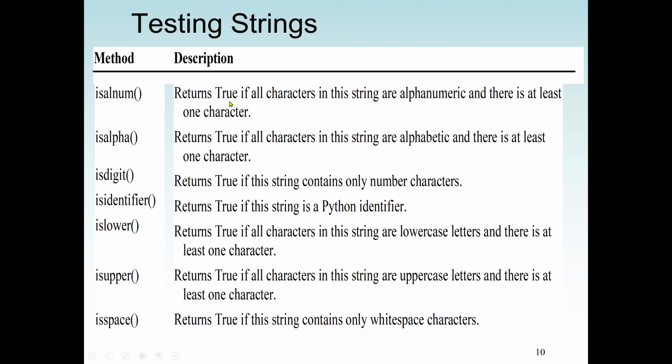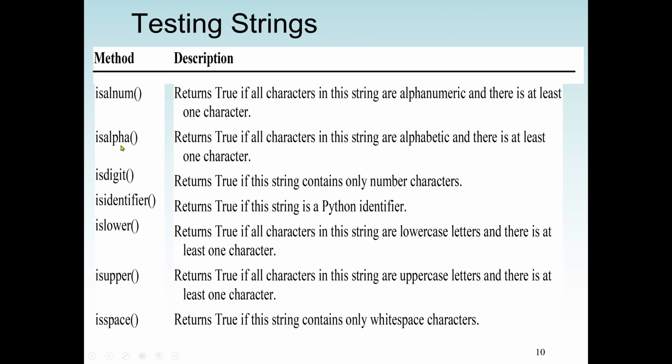So here we said it will return true if all characters in the string are alphanumeric. That's what we mean: alnum is alphanumeric, and there is at least one character. So that will return true, to tell us that whatever we have is alphanumeric.